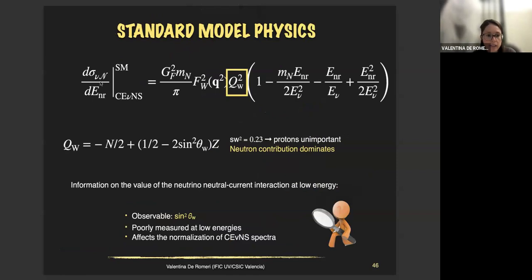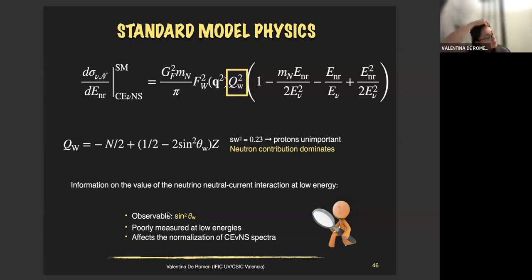So let me show again this differential CEvNS cross-section for the standard model. Basically, the standard model physics enters through this term, that is the weak factor, as I said before, the weak charge, which is the one that encodes the N-square dependence. So this is the term that encodes the information on the value of the neutrino neutral current interaction at low energy through the weak mixing angle. And indeed, this is the observable that we can try to extract from CEvNS data.